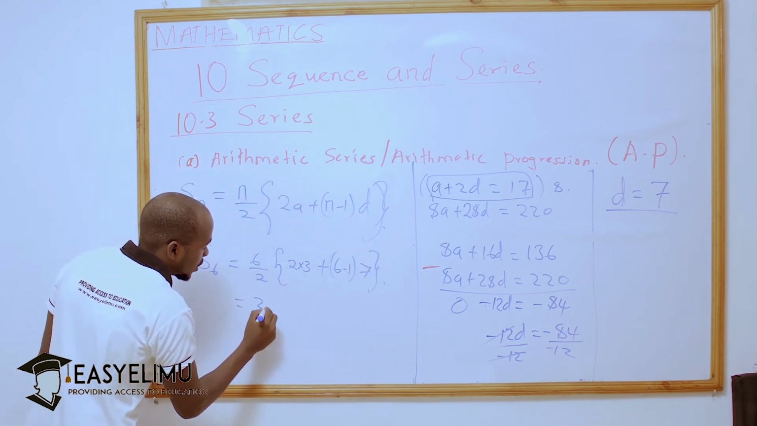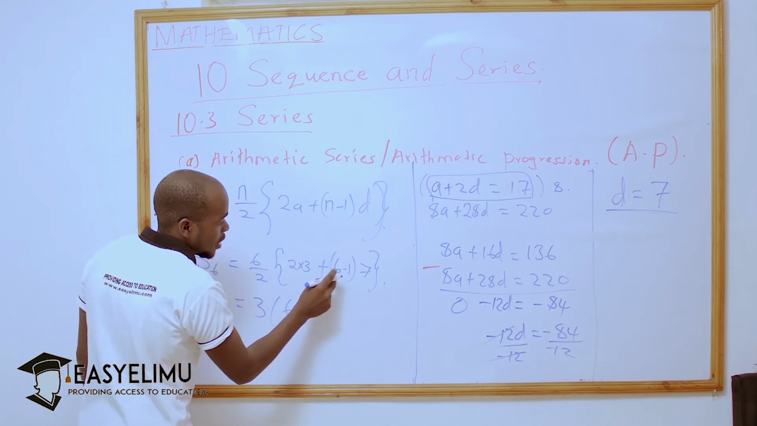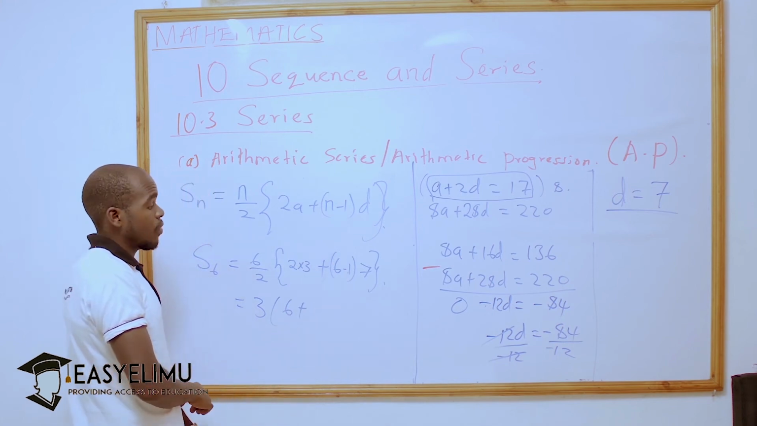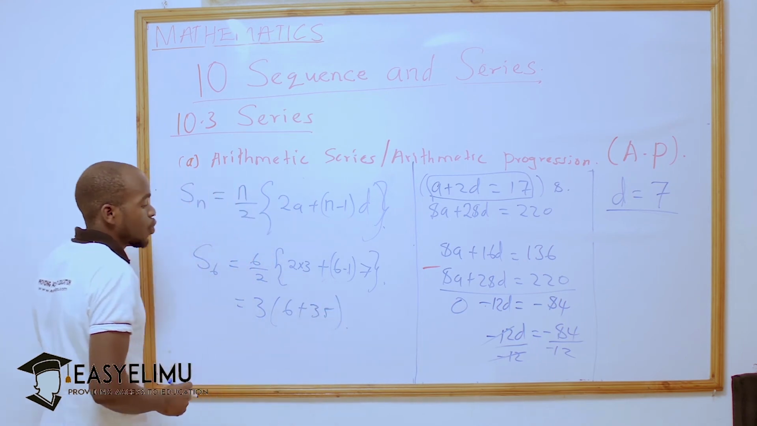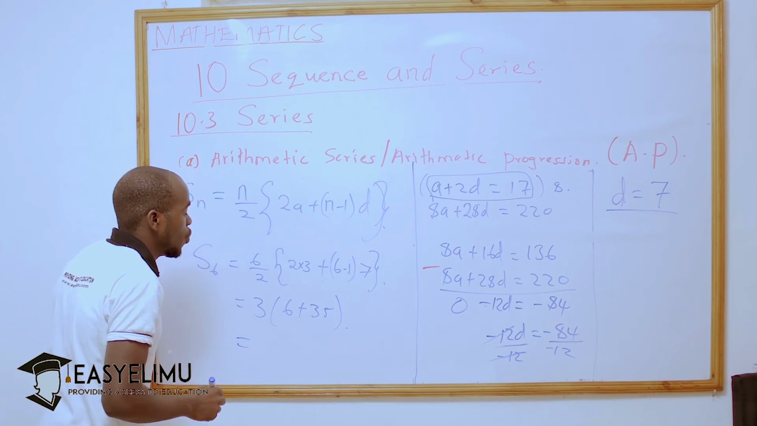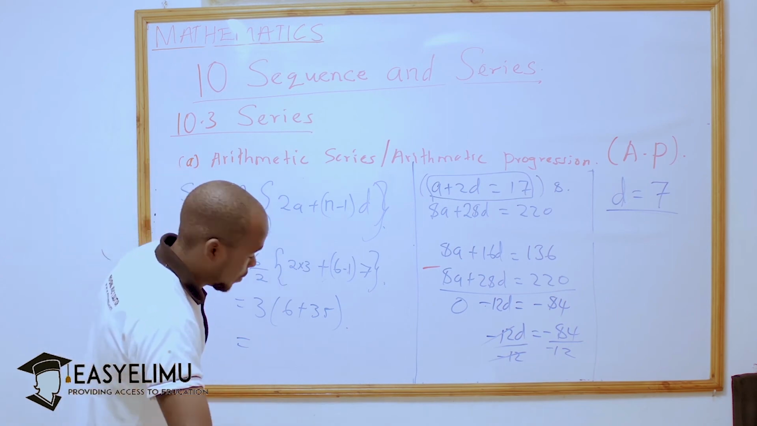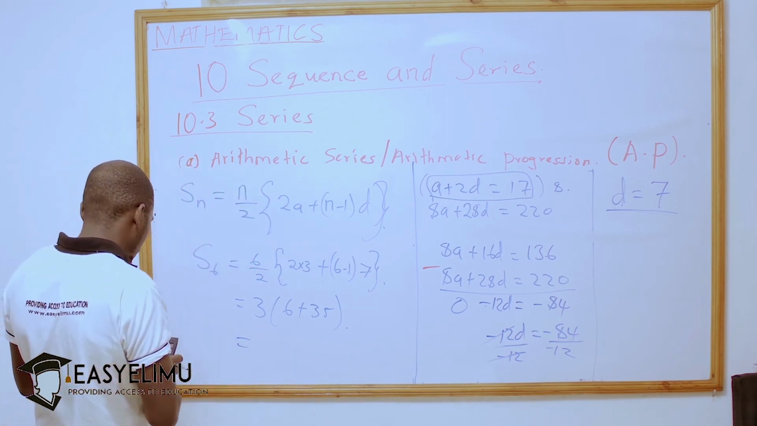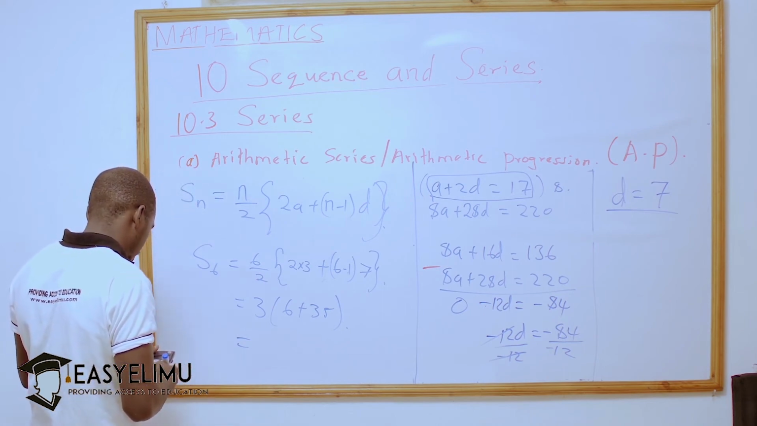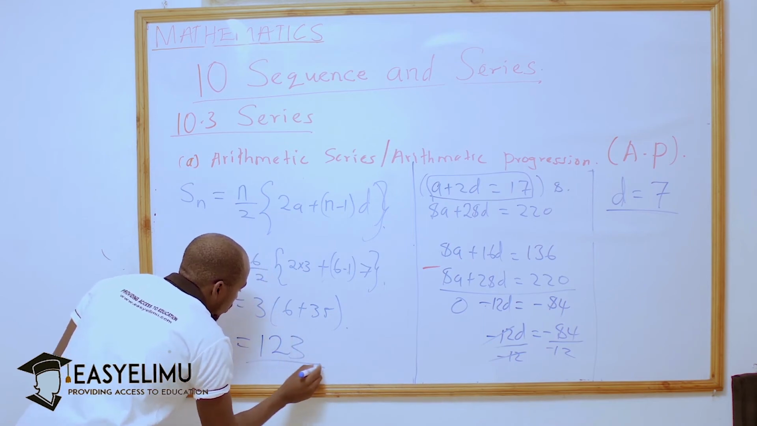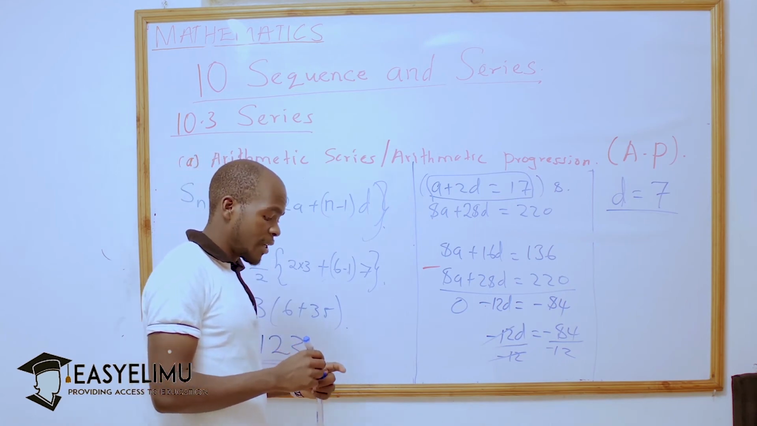We shall find 2 times 3 is 6, so we shall have 6 plus. If you subtract 1 from 6, you are going to get 5. 5 times 7, you are getting 35. So adding the 2 will give you 41. And if you take 41 and multiply by 3, you are going to get 123. So S6 equals 123. So that is how we solve that equation.